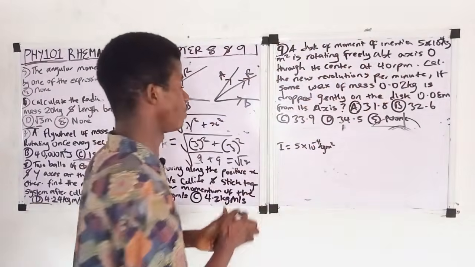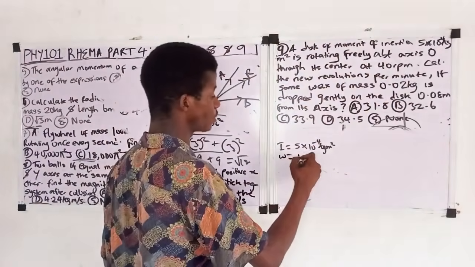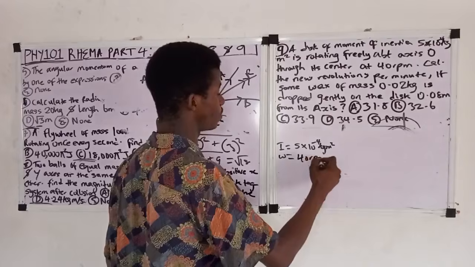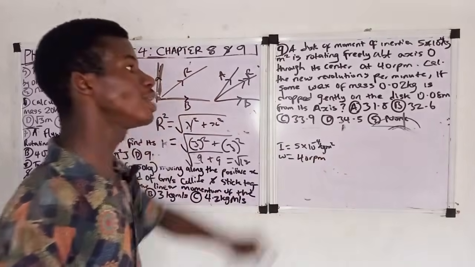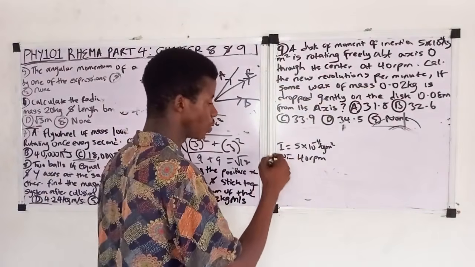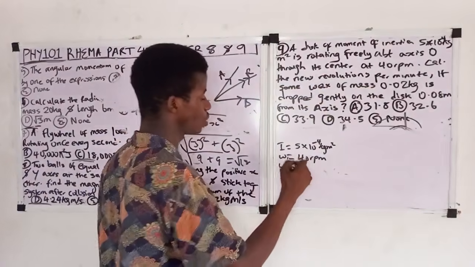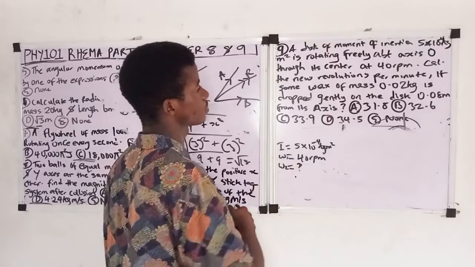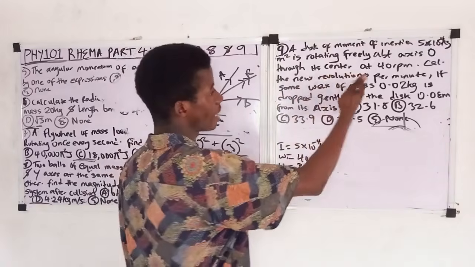So this is the angular velocity, 40 RPM, which is revolutions per minute. Calculate the new revolutions per minute. So this one will be W1, and we're looking for W2, which we don't know.